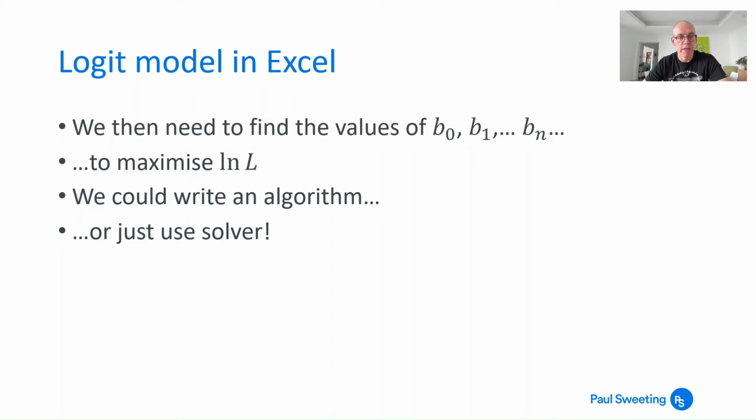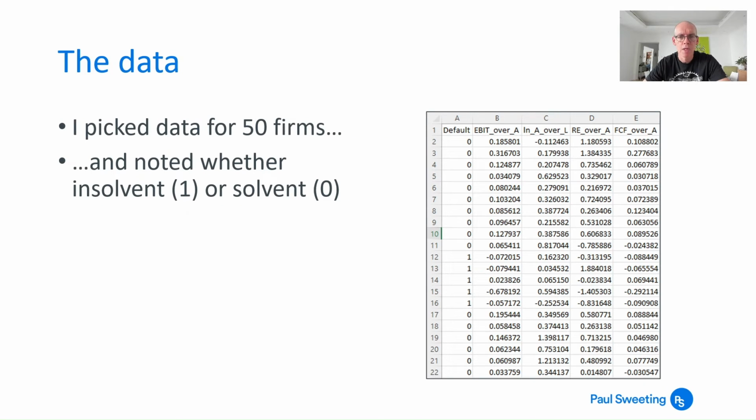So you could, if you wanted, write an algorithm, but because I'm not a complete masochist, I choose to just use the solver which is built into Excel, which is pretty straightforward to use. So this is what the data looks like that we're using. The first column here is labelled default. If it's 0, the firm didn't default. If it's 1, the firm did default.